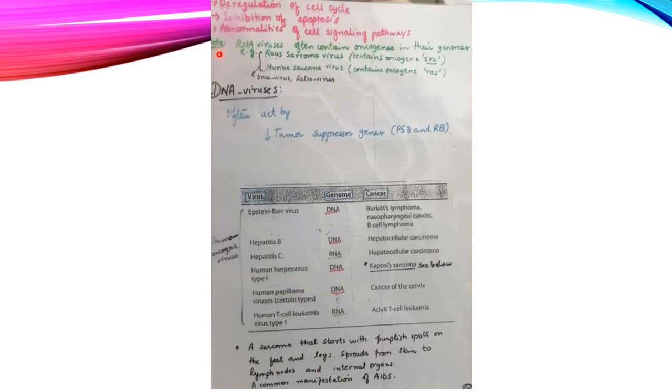And there is another important point for you: some RNA viruses may already contain oncogenes in them. Now what are oncogenes? Oncogenes are cancer-causing genes. For example, Rous sarcoma virus contains an oncogene called SRC, and murine sarcoma virus contains the oncogene RAS. So SRC and RAS are oncogenes present in these viruses, and they may cause cancer directly. These viruses are simply called oncoviruses, retroviruses, or oncogenic viruses.